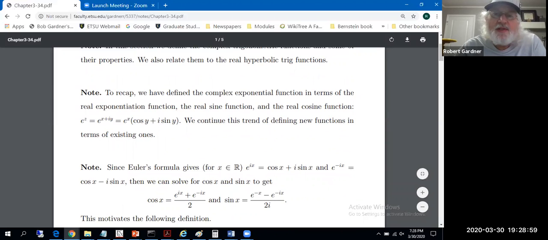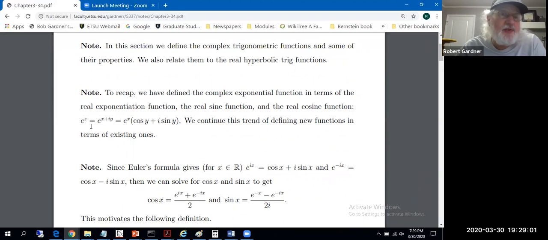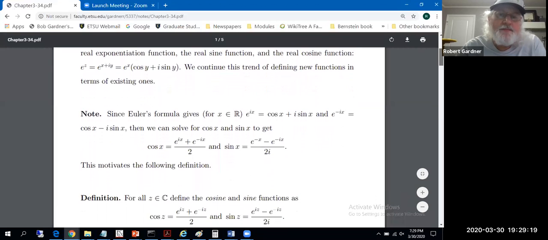So where we currently stand is we've defined the exponential function e to the z in terms of the real exponential function and sines and cosines of the imaginary part: cosine y plus i sine y. So there's definitely trig functions lurking somewhere inside these exponential functions.